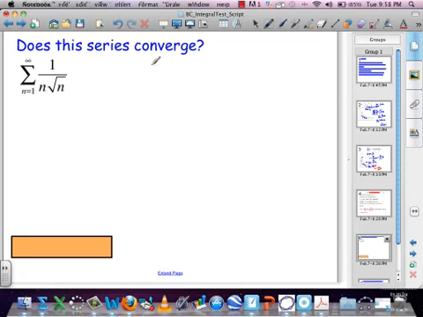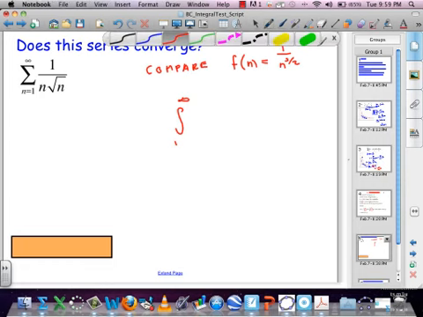So what am I going to do? I'm going to compare this with a continuous function that's decreasing, positive, and continuous, right? So the function would be f of n equals 1 over n to the what? 3 halves? And then we're going to do the improper integral starting at 1 going to infinity. So we're going to go, what does this integral do? Does it converge? Does it diverge? That'll tell me what the series does. I'm not going to write f. I'm going to write 1 over x to the 3 halves dx.